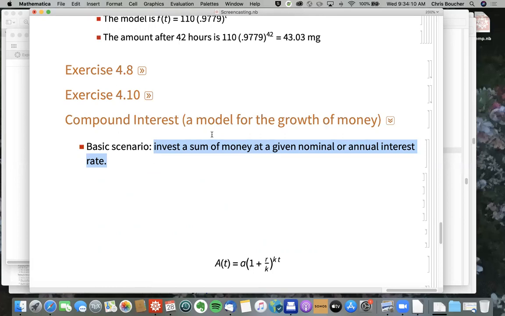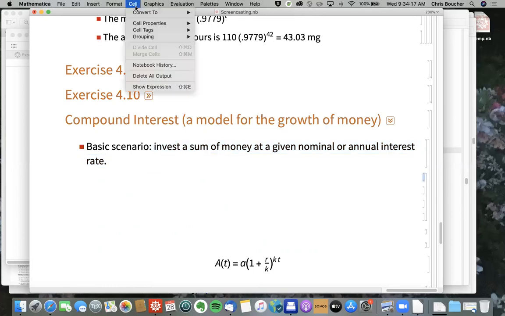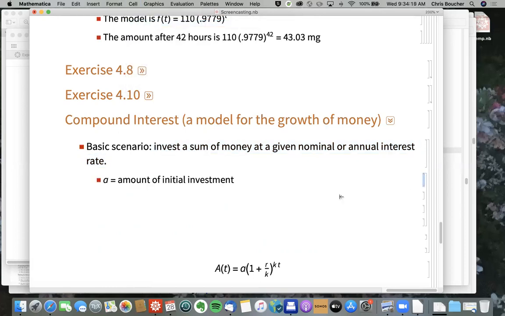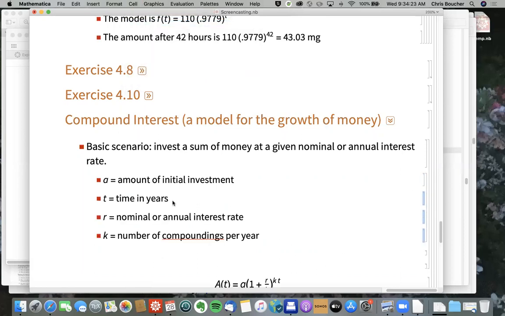So it might not be an investment of money. It could be really any asset that's growing in value. And here are the key parameters. Let's just introduce all of them at once. I'm going to let A be the initial amount, the amount I invest. T be the number of years that goes by from the time of my investment. R is the interest rate. And K is the number of compoundings per year.